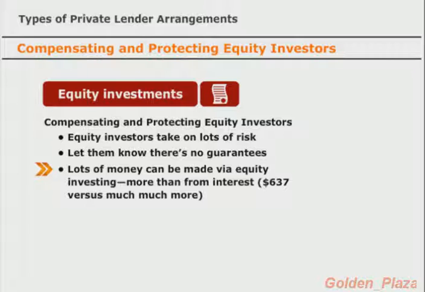For example, if a friend loans you $10,000 and you repay it at 6% over 2 years, your friend will make $637 on the loan. If a friend buys a 10% stake in your $100,000 company and it then becomes a $500,000 company, your friend's investment will have earned far more than $637.